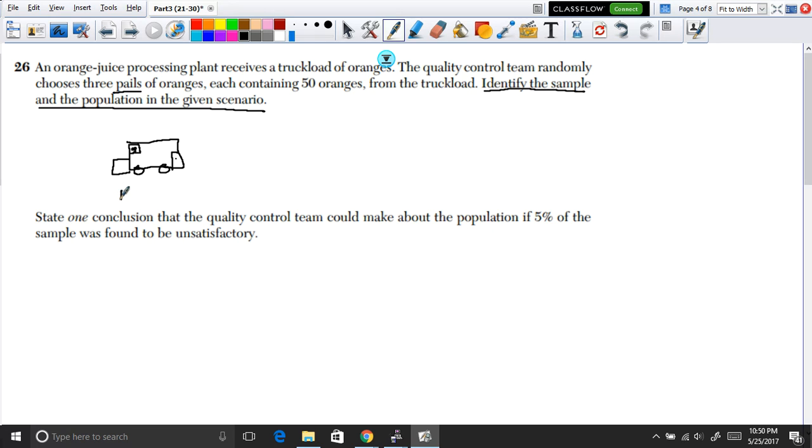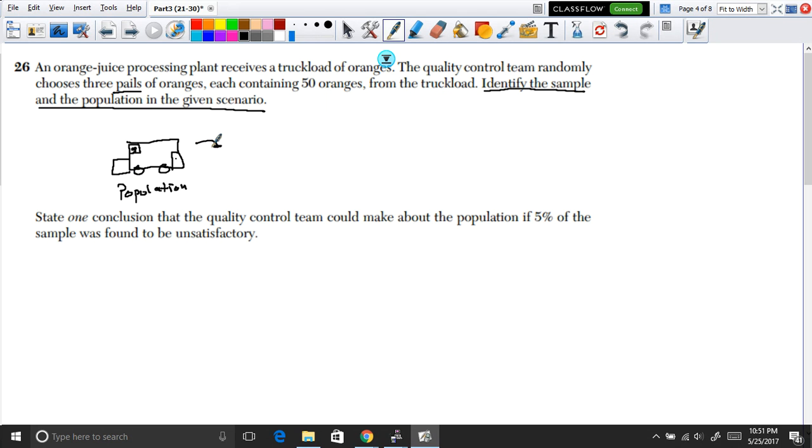Your population is the actual truckload, because whatever piles of oranges you want to choose from, they are going to come from the truckload. So that means that your population is the truckload, because whatever options you choose from, they are always going to come from the population.